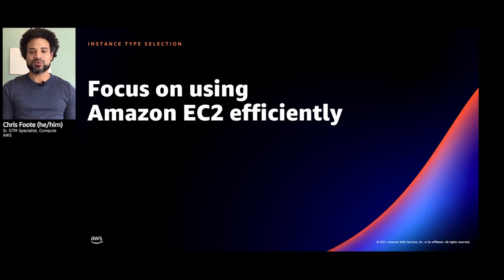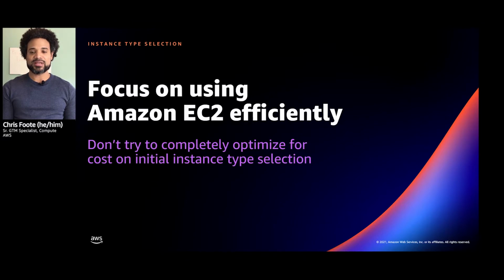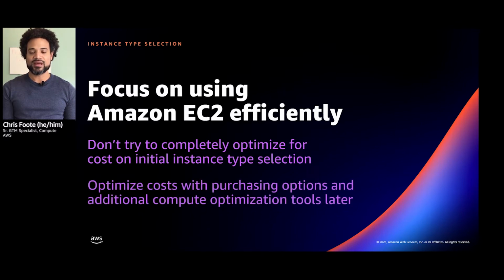Instead, what you want to do is focus on using Amazon EC2 efficiently. But don't try to completely optimize for cost on the first pass when you're doing instance type selection. Just focus on optimizing for your workload. After the second pass, we'll look at optimizing for cost via various purchase options and the cost optimization tools later.